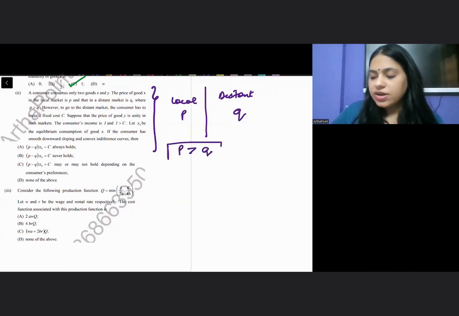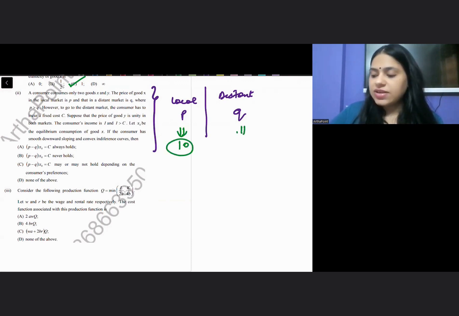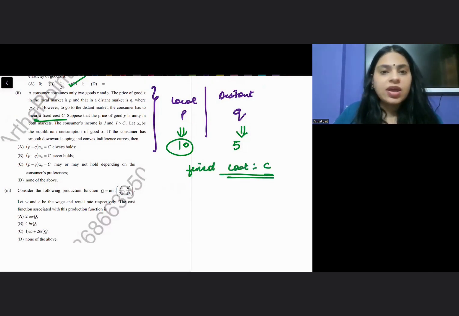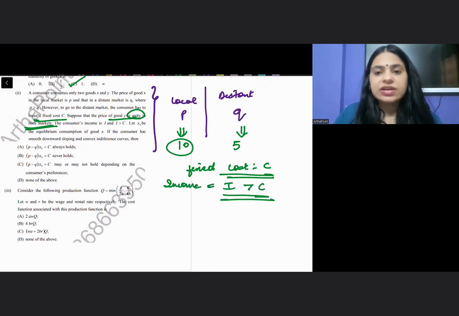So what you can do now is take some numbers. It always helps, right? If you find things difficult, you can take, say, the price in the local market as 10 and the price in the distant market as, say, 5. Now it says that if you have to go to the distant market, you have to incur some fixed cost. And let's say that the fixed cost that you have to incur is C. And there is another good that you want to consume, which is good Y, and the price of good Y is 1 in both the markets. So whether I buy from local or distant, the price of good Y is 1 only. The income of the consumer is given to you as I, and I is greater than C.